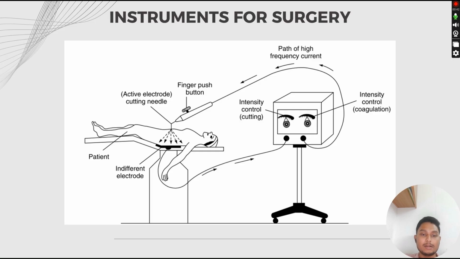Third, the indifferent electrode, also called the patient plate or dispersive pad. This is a large electrode placed under the patient's thighs or back. It provides a wide surface for the current to exit safely and return to the machine. Fourth, the patient. The patient is literally part of the circuit, lying between the active electrode and the dispersive electrode.